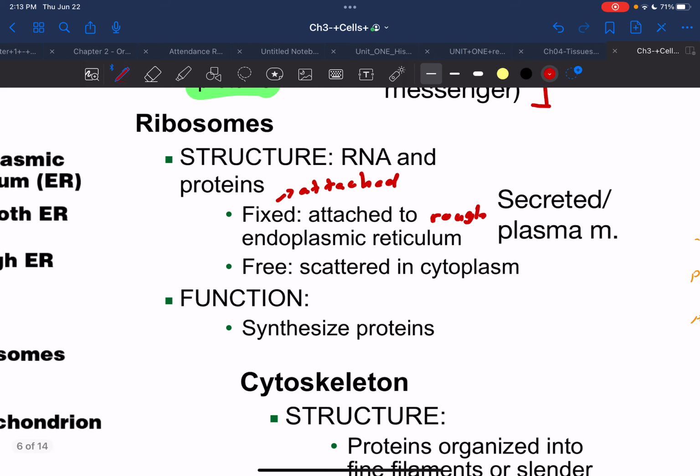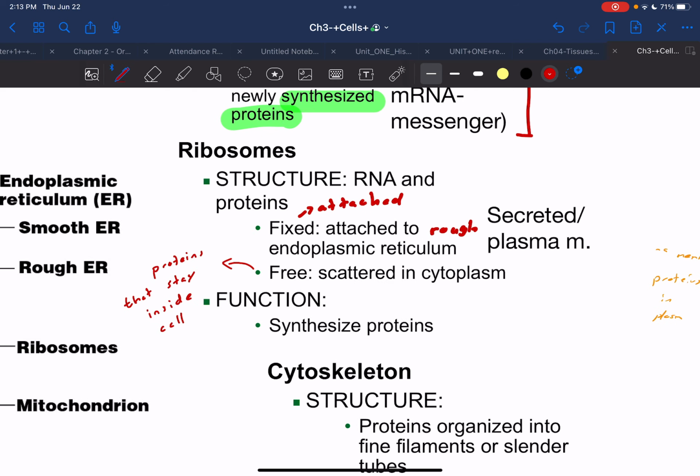Here, where we see free, produces proteins that stay inside cell. And fixed will eventually be secreted or go to the plasma membrane. And now you're seeing why I have this note here. So what you can do is do this little bracket like this. And that's why that's there, is that the fixed ones will eventually send it to the Golgi body.